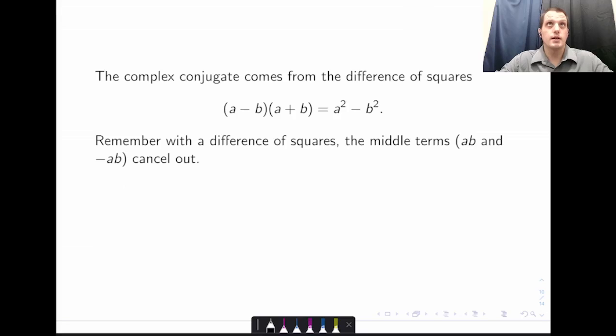the complex conjugate comes from the difference of squares. So here we have a minus bi times a plus bi, we get that a squared plus, or a squared minus b squared. The only reason why with the complex numbers we get the plus sign instead is because the i squared gives us that additional negative. And yes, remember that's the difference of squares. The middle terms, ab and a minus b, cancel out, as we saw just earlier. But yes, the complex conjugate comes from the difference of squares, probably one of the most used factoring forms in all of math.